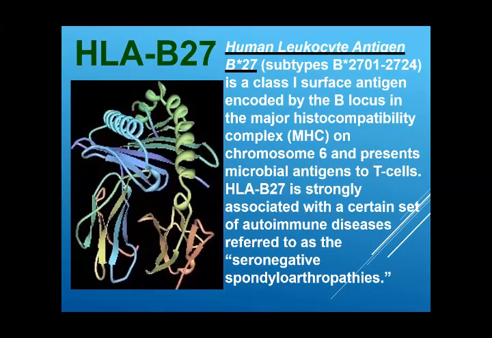So what is HLA-B27? HLA is human leukocyte antigen, a specific subtype of B27. It is a class 1 surface antigen encoded in the D locus in the major histocompatibility complex on chromosome 6, and it is very antigenic, a stimulus to T cells, and is strongly associated with certain autoimmune diseases. So it stimulates the T cells, leading to an autoimmune and inflammatory process, and that leads to ankylosing spondylitis and inflammatory disease of the spine. So HLA-B27 is the hallmark, the diagnostic test of ankylosing spondylitis.